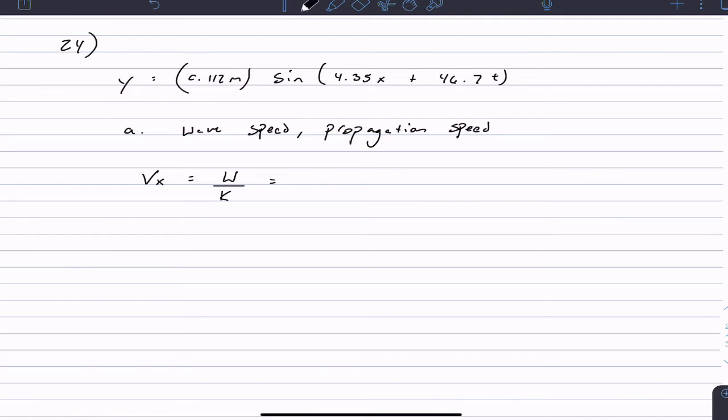And then we have a value of 46.7. Remember that this is negative, in the negative direction, if we're given positive values in the sine function. Okay, so that's omega, 4.35. So this gives us a value of 10.73 meters per second.